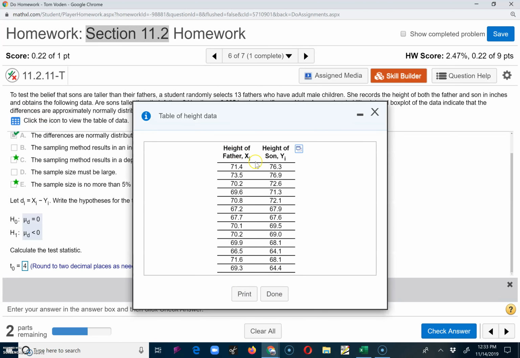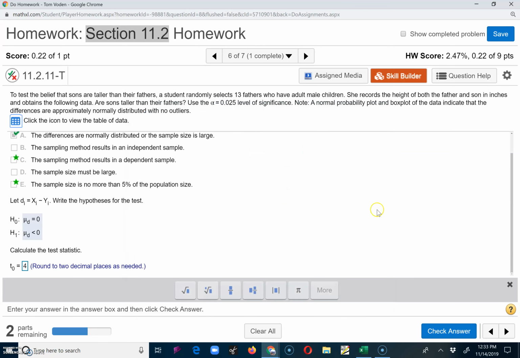If you look at the data, it comes to us as matched pairs. Each row is a father-son pair where the x value is the father's height and the y value is the son's height, and that's why we're in a matched pair scenario. So in that situation, what we're looking at is the difference of the value in each pair, and they tell us that here, saying that d for difference of the ith value is the x value minus the y value.